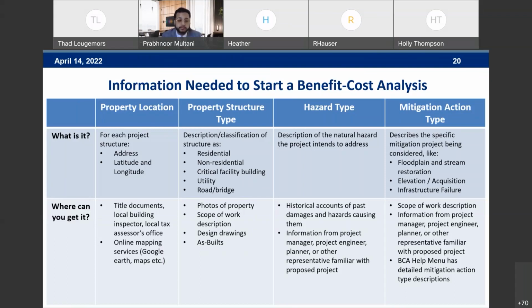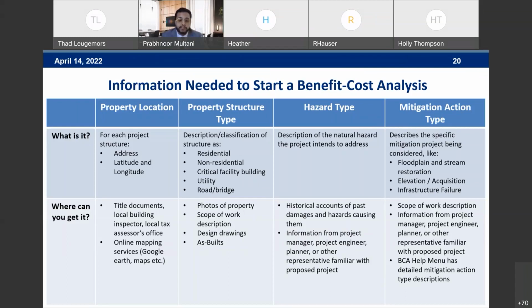Property structure type, that's going to be the description/classification of the structure, either as residential, non-residential, critical facility, utility, or as a road/bridge. You can find this information through photos of the property, scope of work description, design drawings, as-builts.